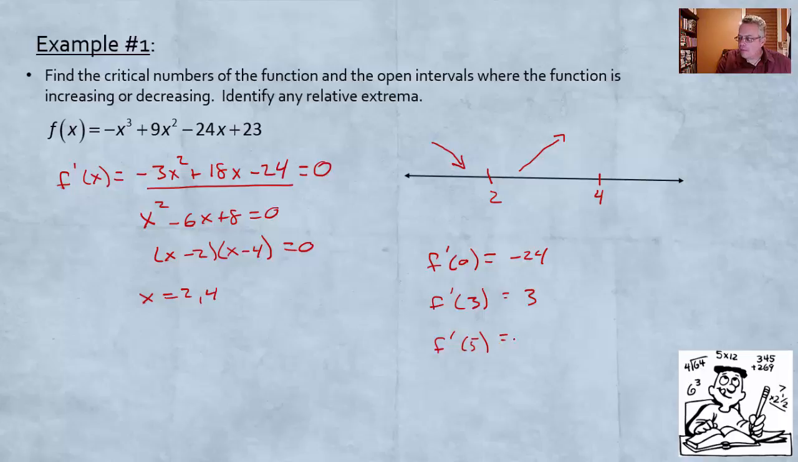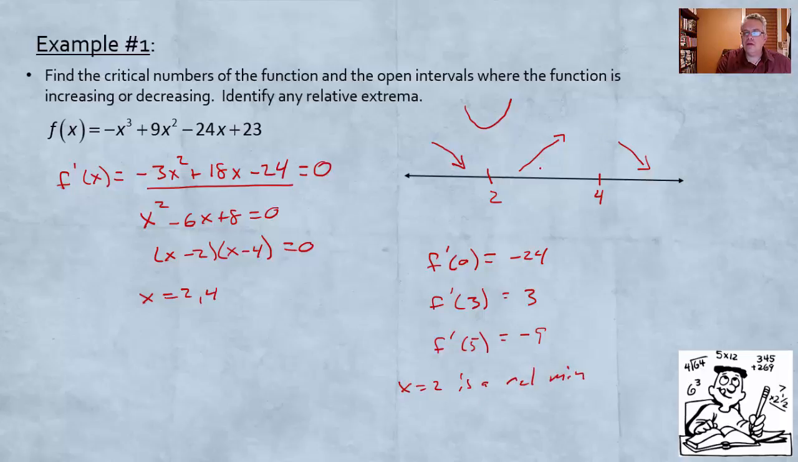And f prime of 5 is negative 9, which means the function is decreasing here. So I'm not going to write the intervals out, but we got 2 intervals where the function's decreasing, 1 interval where it's increasing. Now, right here, the function is going down, then it turns around and goes up. Kind of looks like that would be a minimum. So x equals 2 is a relative minimum.